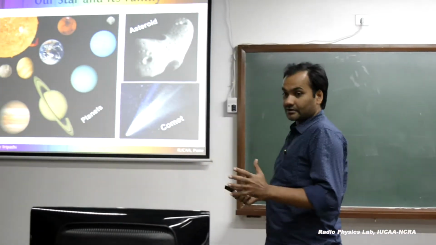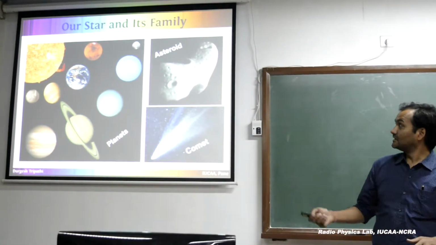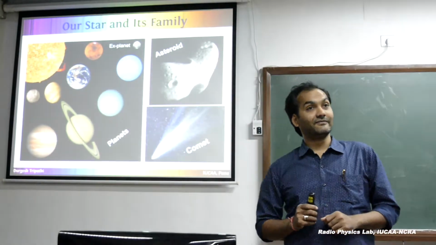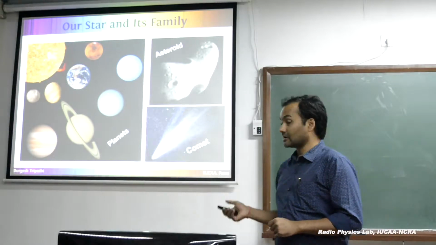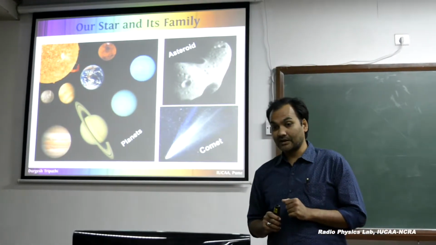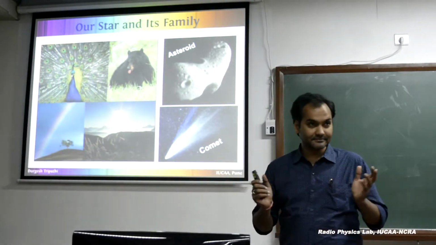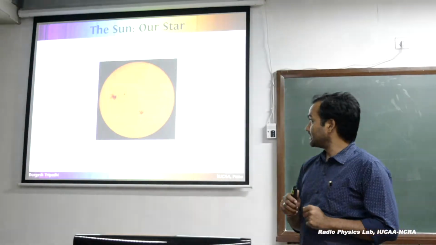Right, and you all know that it has a family of all these planets. Unfortunately, one of them is kicked out of the house. So it's an ex-planet now, which is Pluto. And you have asteroids and comets and various other objects. And our life depends on it. And just to show you pictures. Okay, no sunlight, no life.